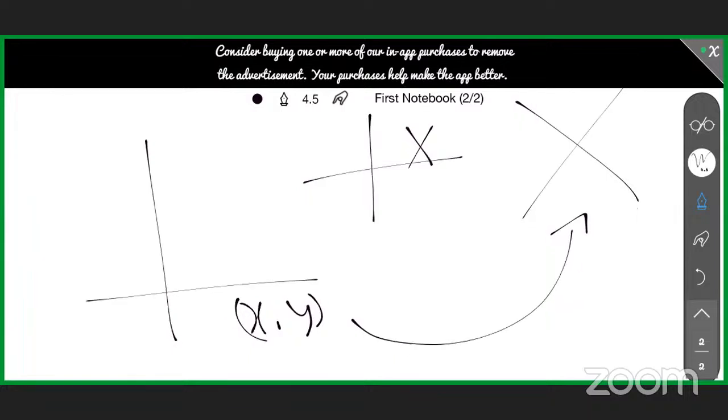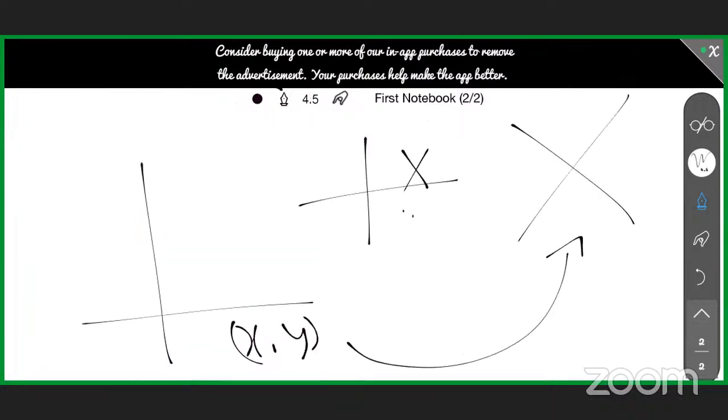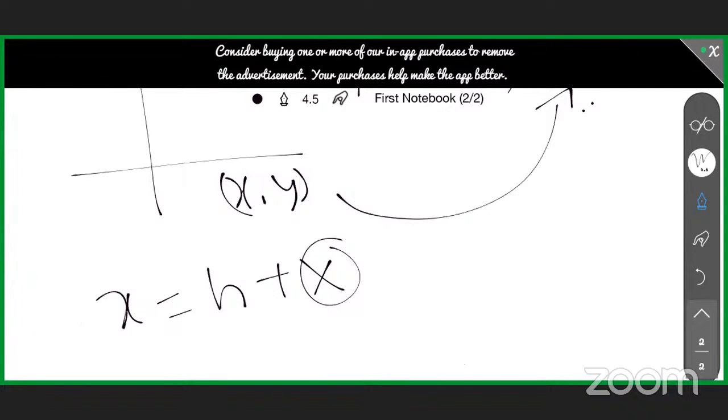So only translation, what is happening? Translation: x is equal to h plus x, and this value of x I am not getting from here. I am getting from here because my last point of reference is the restaurant. My last point of reference is rotation.